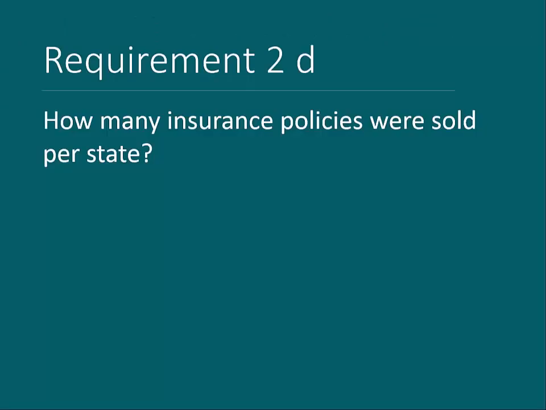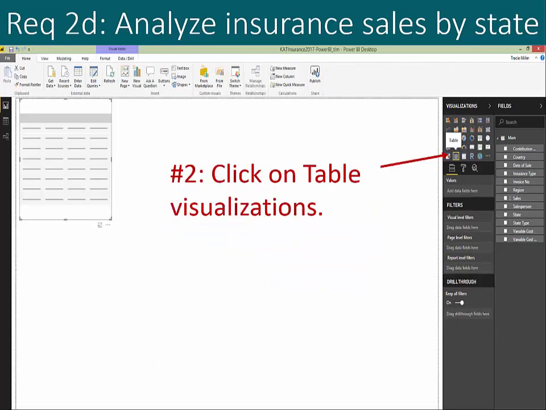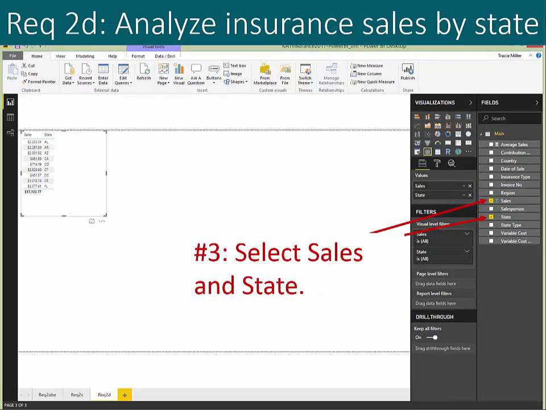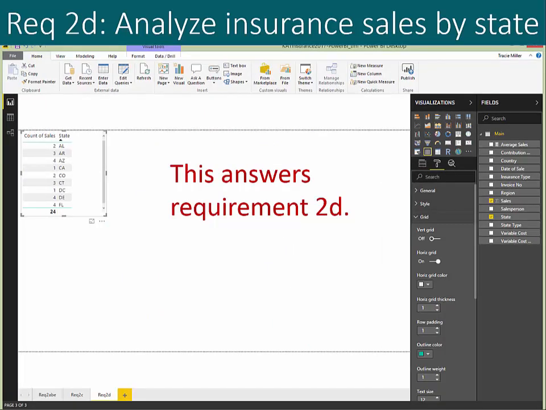Requirement 2D. How many insurance policies were sold per state? In Report mode, add a sheet by clicking the plus sign. Rename it Requirement 2D. Click on the table visualization. Select Sales and State. In the Visualization menu, under Values, click Sales. Change sales from sum to count by selecting Count. This provides the answer to Requirement 2D.